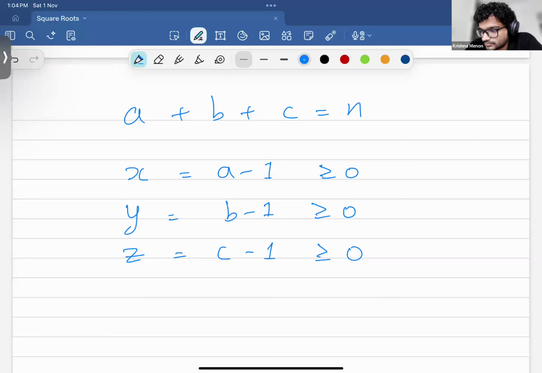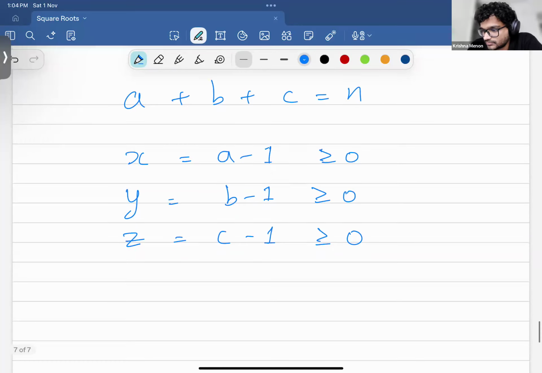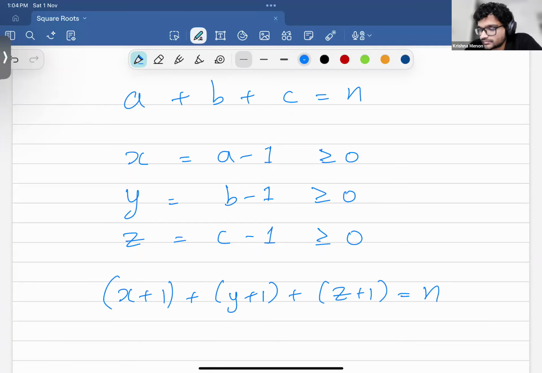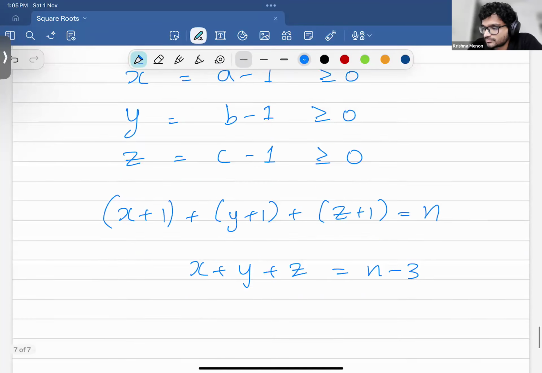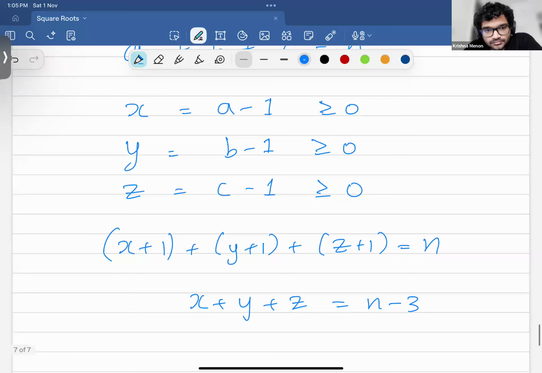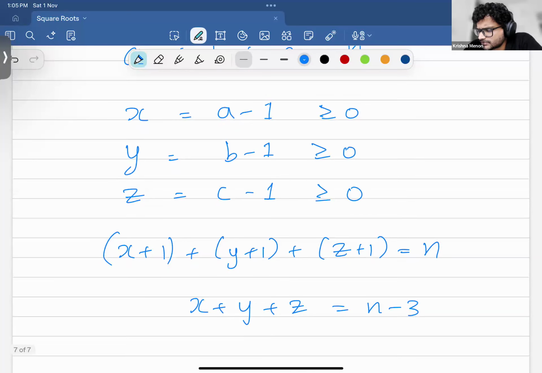So now x plus 1 plus y plus 1 plus z plus 1 is equal to n. So x plus y plus z is equal to n minus 3. Next I'm taking another set: a1 plus a2 plus a3 till ak is equal to m.